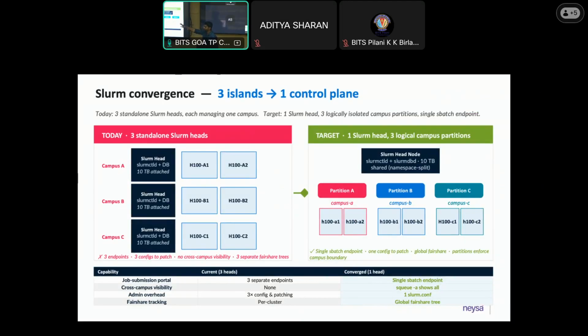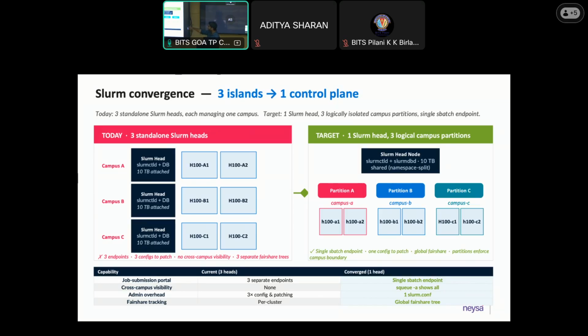I just assume campus A, campus B, and campus C, and each of them has H100s. Of course, one of the H100s is already MIG sliced, but one of the H100s is a full GPU already available, and each of them has a Slurm head, and each Slurm head is provided with 10 TB attached. So that's how the existing architecture looks.